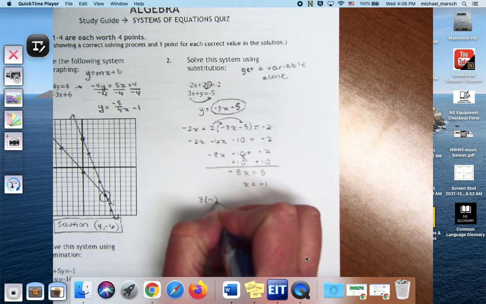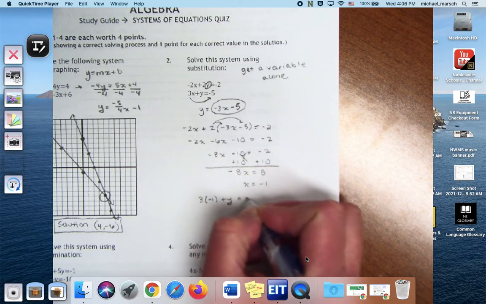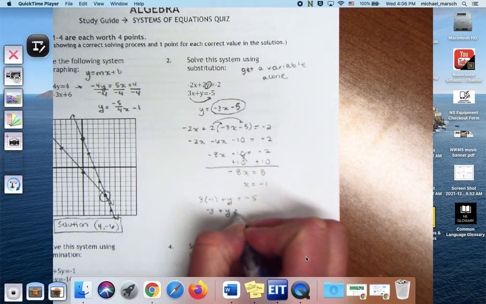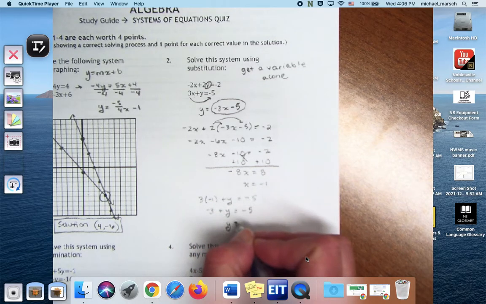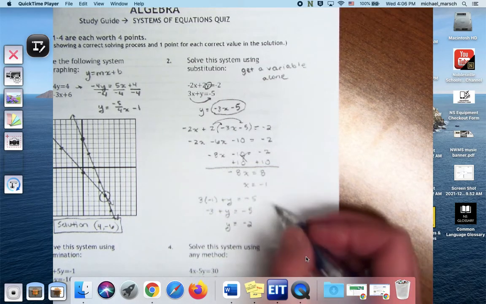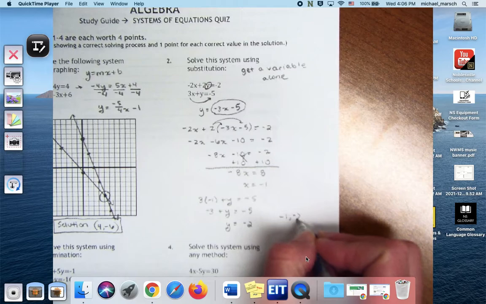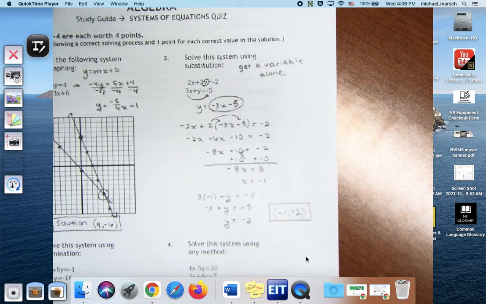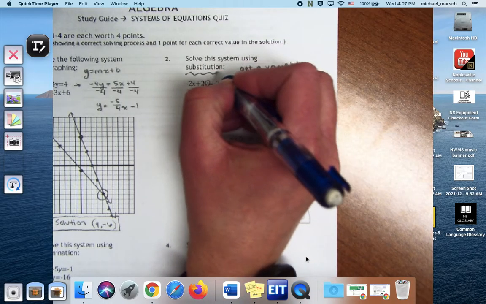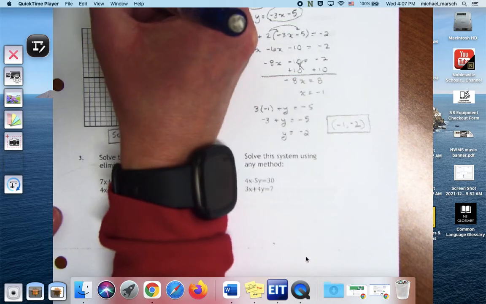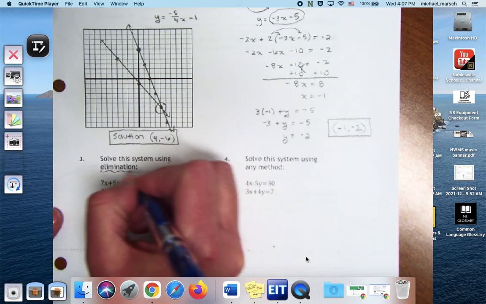3 times negative 1 plus y equals negative 5. Negative 3 plus y equals negative 5. Y will then equal negative 2 when I add that 3 over there. So I'm going to get negative 1, negative 2 as my solution. Notice that this said substitution, right? So I had to use substitution there. This one said graphing, and this one says elimination.